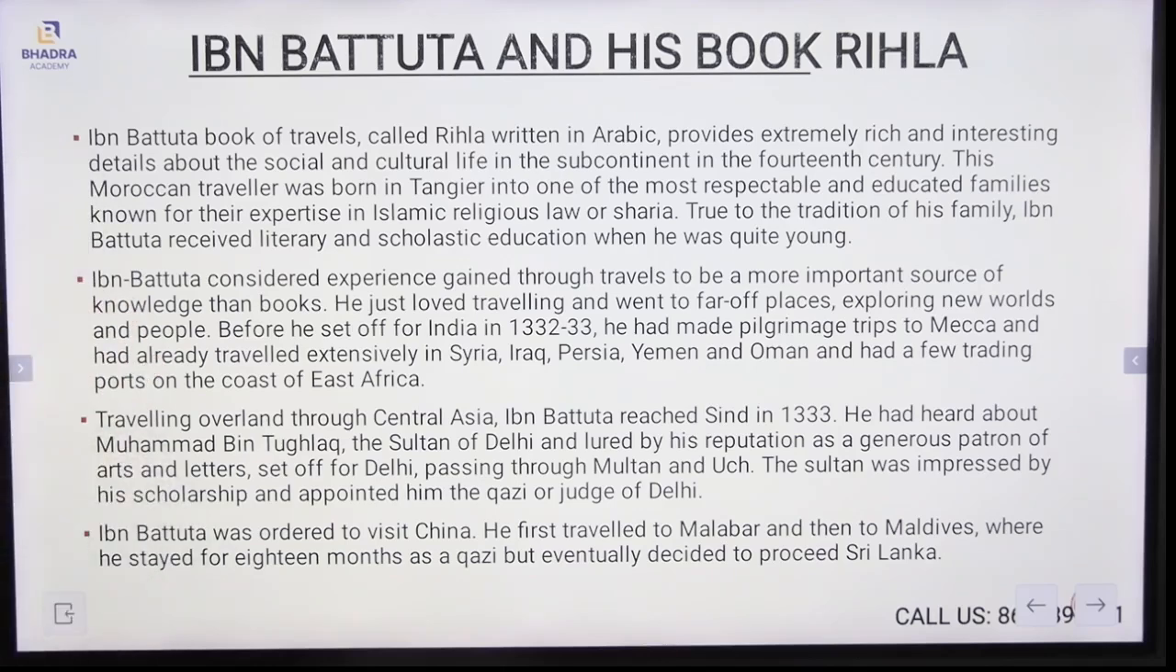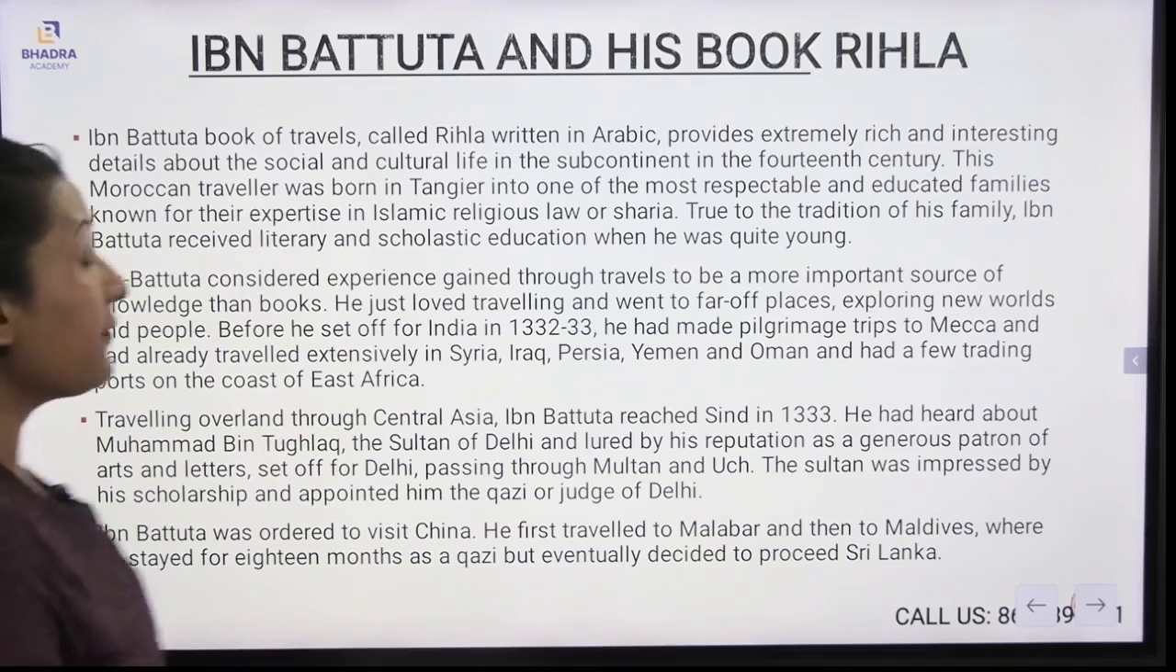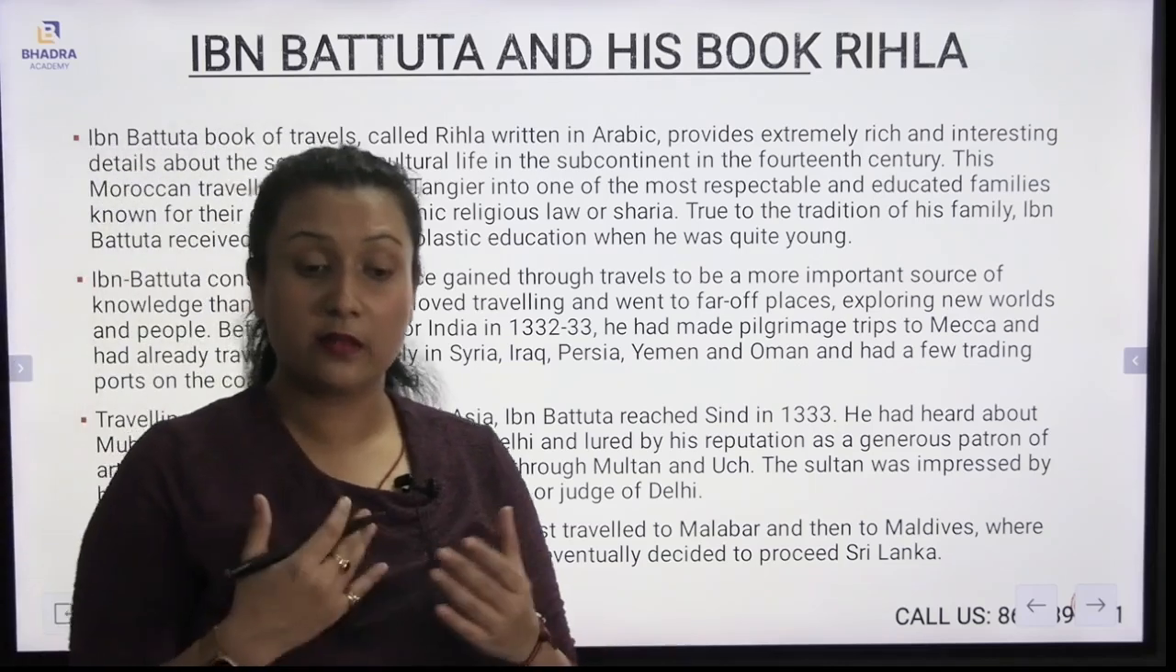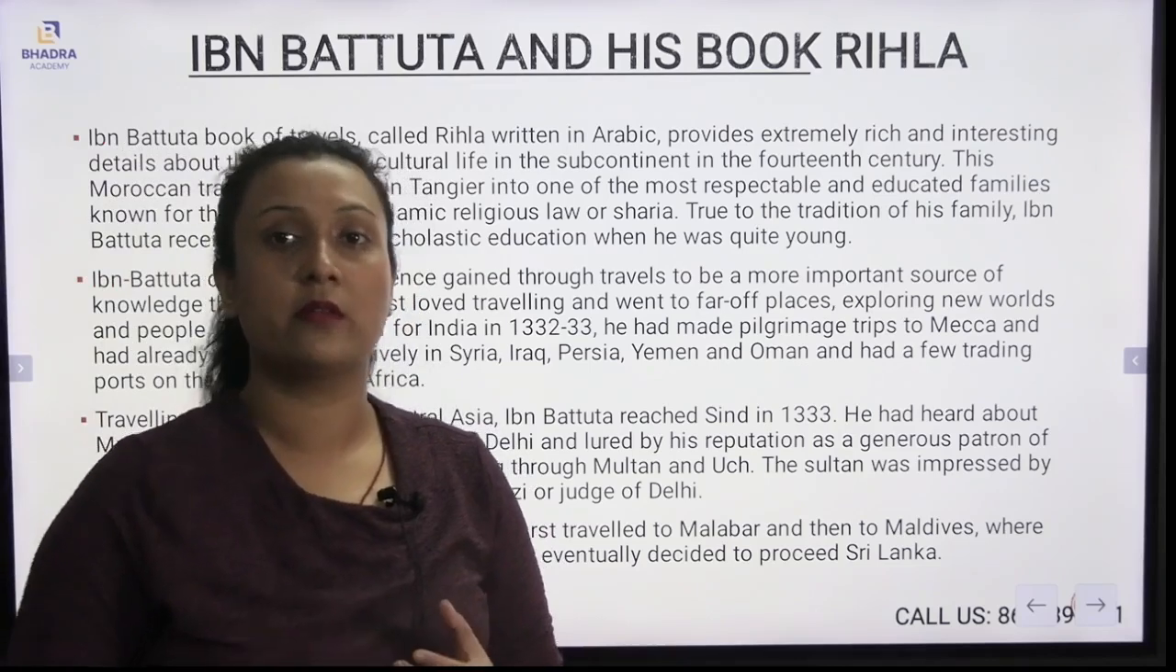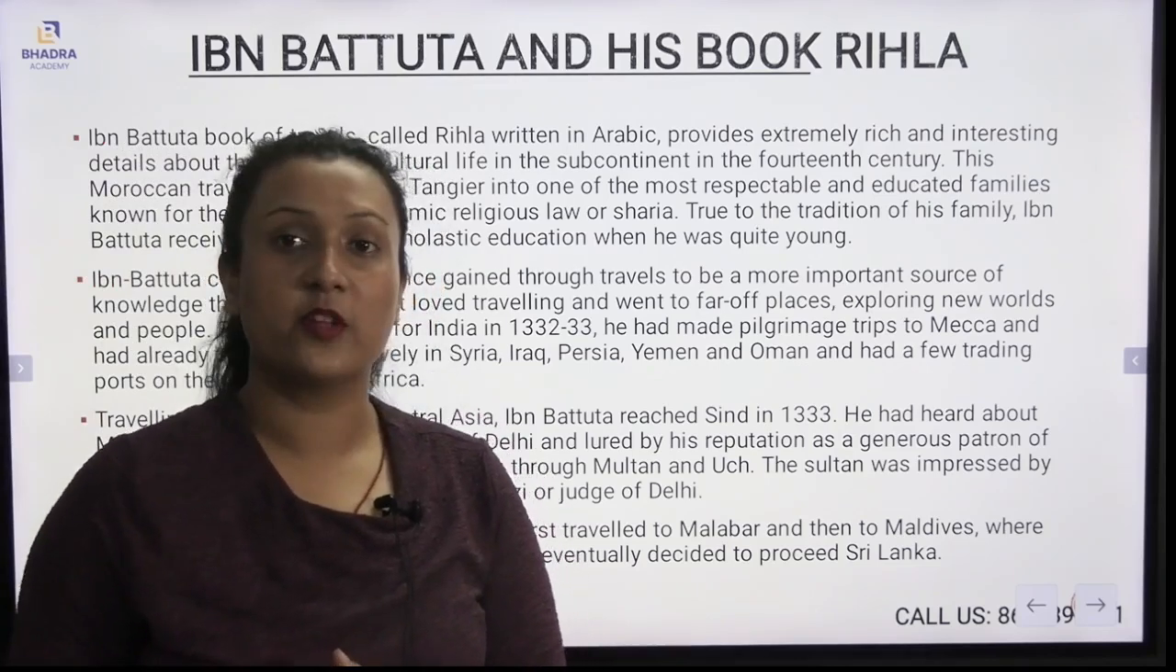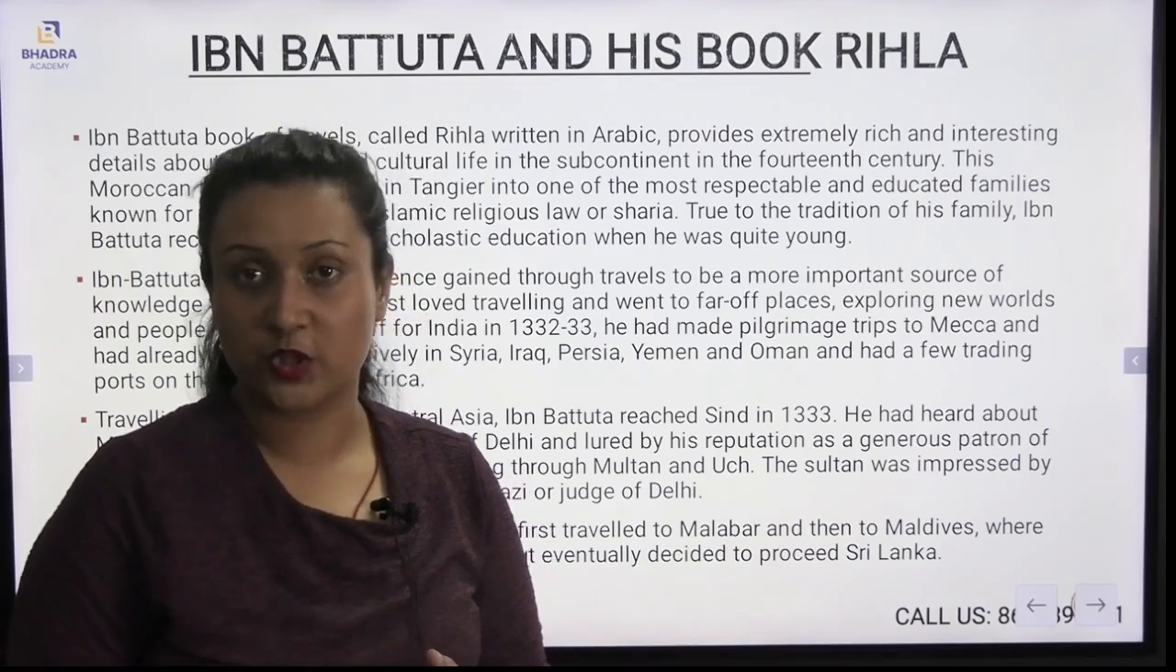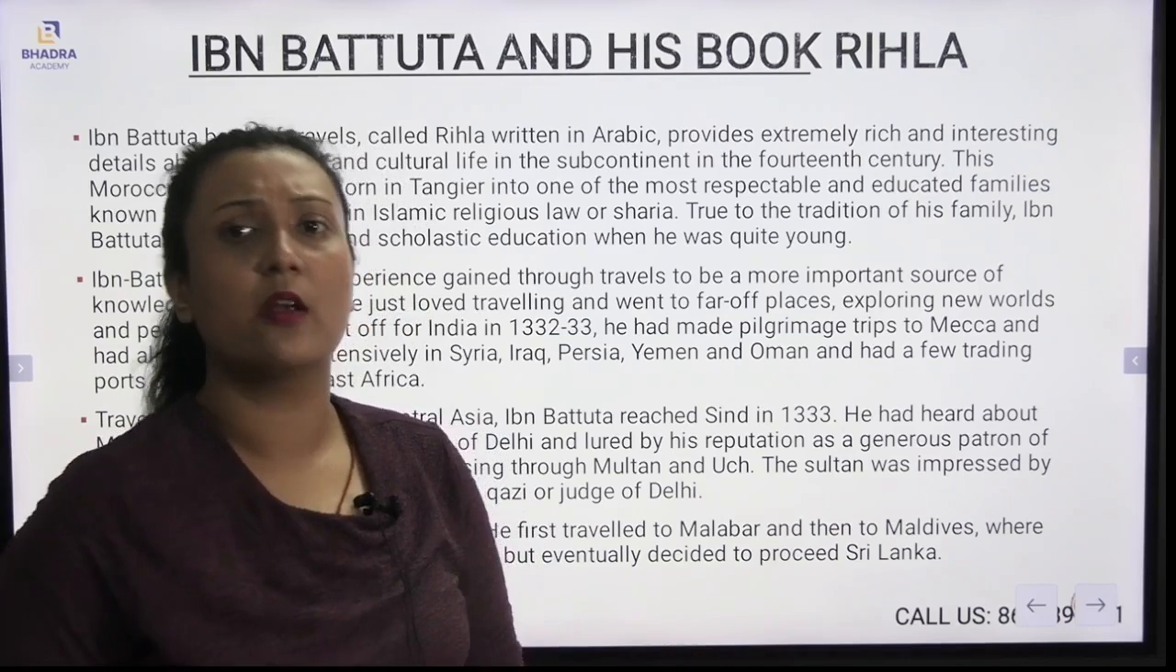Ibn Battuta considered experience gained through travels to be a more important source of knowledge than books. He just loved traveling and going to far off places, exploring new worlds and people. He discovered that experience is much more important than knowledge. Bookish knowledge was not very important for him, but experience was. As a result, he traveled to a lot of places.